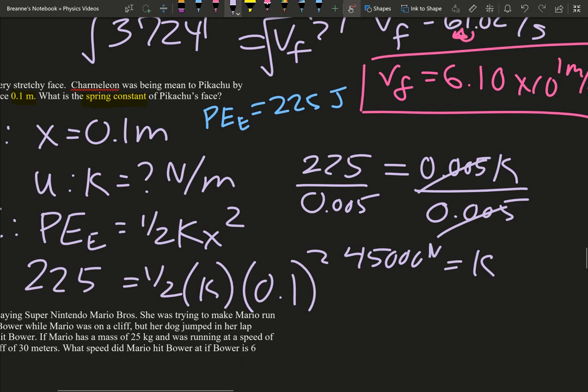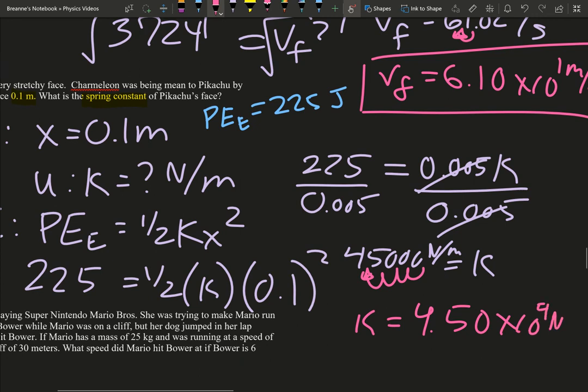45000 Newtons per meter. Putting that to scientific notation, you're gonna move it a 1, a 2, a 3, a 4. So you're gonna move it 4 times. So your k equals 4.50 times 10 to the 4 Newtons per meter. That is a 4, I promise.